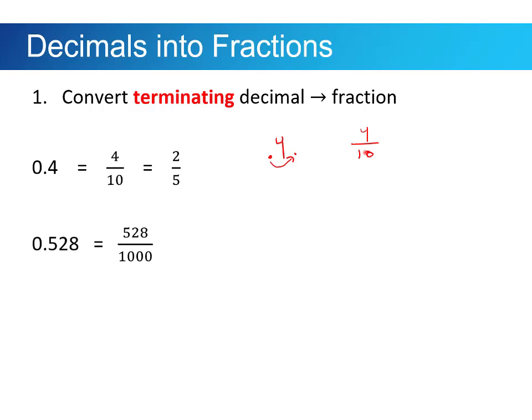How about this situation, 0.528? There's the answer, 528/1,000, but how did I get that? In my mind, I was thinking 0.528, and I thought, how many places does this need to move to the right? 1, 2, 3. And so 528 over, and then 1 followed by 3 zeros.